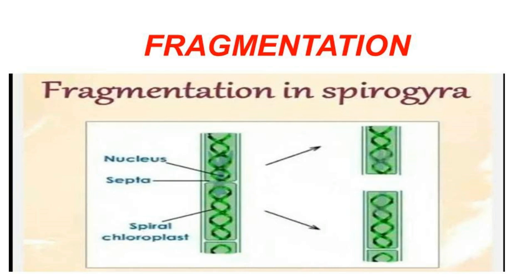In the pond we can see many algae. Spirogyra is a filamentous algae. When it has matured, the filaments divide into pieces. While you can see the picture itself, you can understand what is meant by fragmentation.